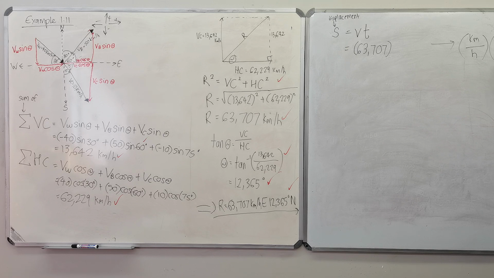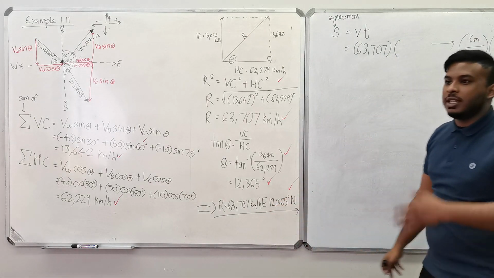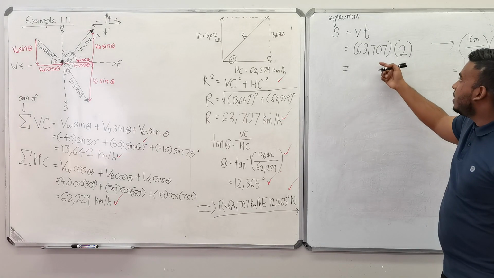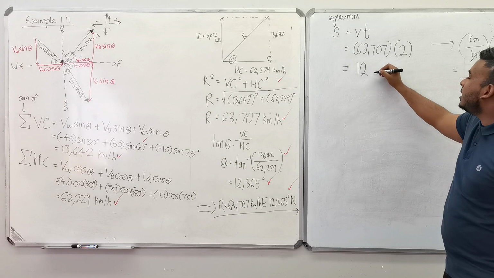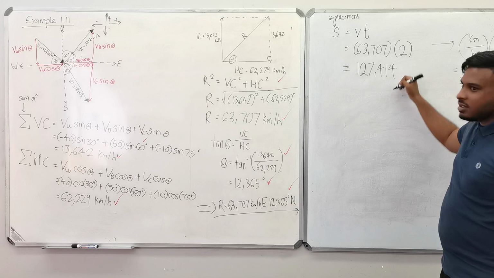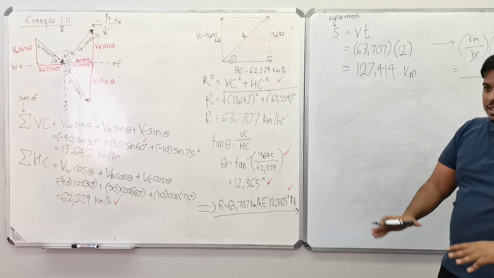Remember, hours is in the denominator, so for it to cancel, it has to be the same unit. Then you're left with kilometers, which is distance. Because we have kilometers per hour, and the question gave us 2 hours, you would say times 2, and you end up with 127.414 kilometers. Not per hour, just kilometers.